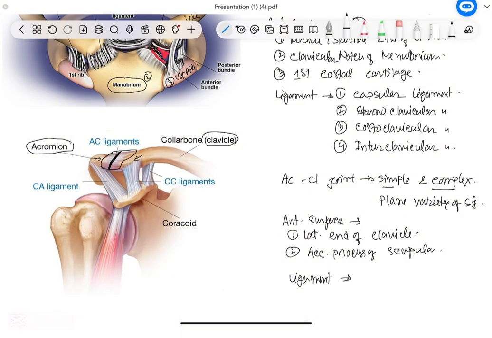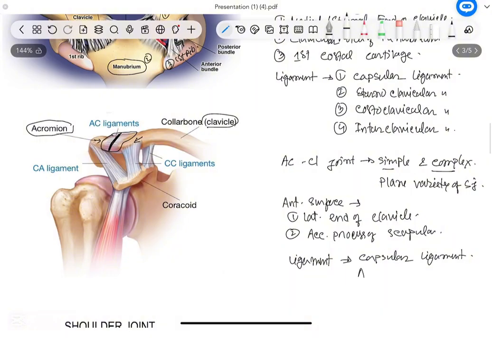Then what are the ligaments here? Ligaments related with the acromioclavicular joint: as it is a synovial joint, there should be a capsular ligament. Then there will be an articular disc, and there will be a ligament related with the coracoid process. The name of this is called coracoclavicular ligament. These are the ligaments.